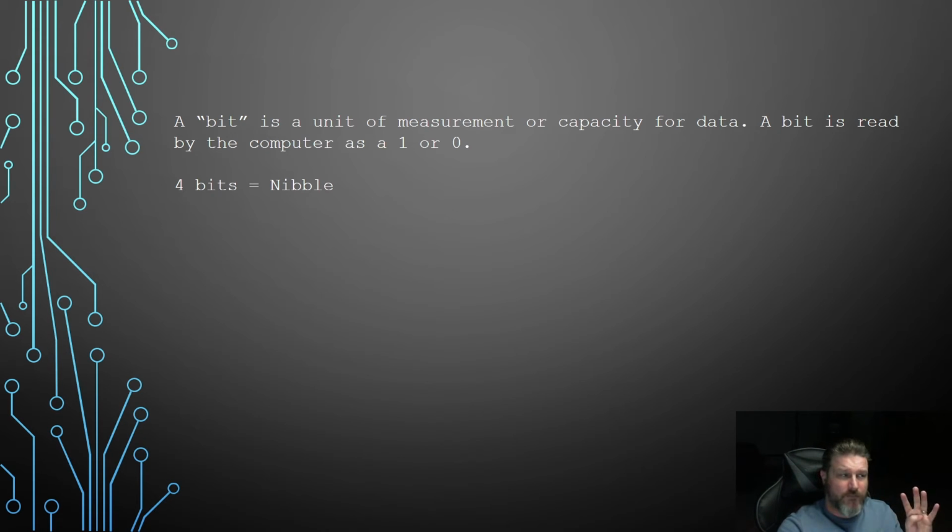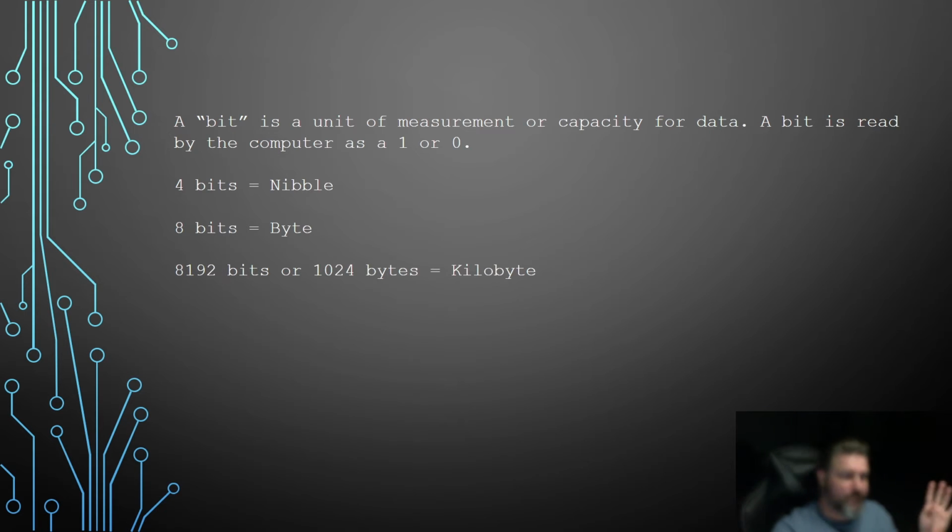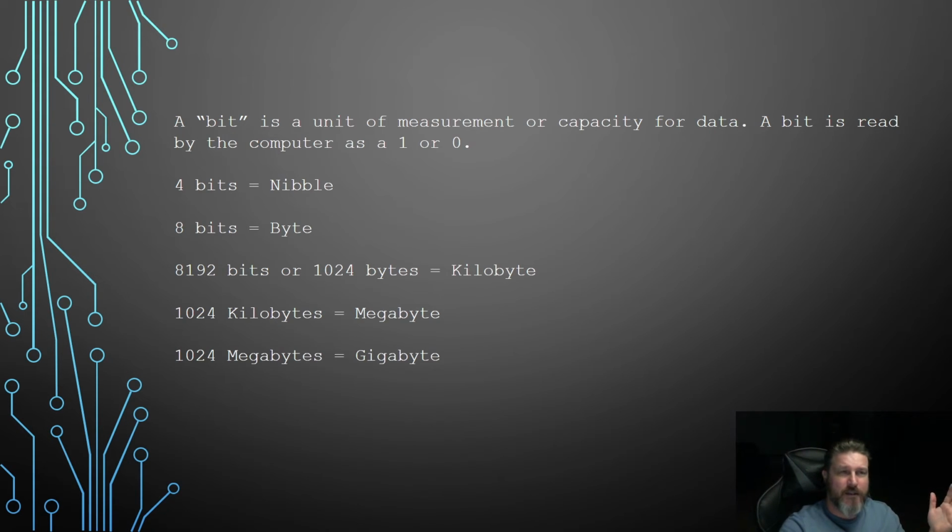4 bits equals a nibble. 8 bits is a byte. And then we get kilobytes, megabytes, gigabytes. It just keeps on going. Petabytes and zettabytes and terabytes and all that good stuff. Importantly, you need to know what a bit is.